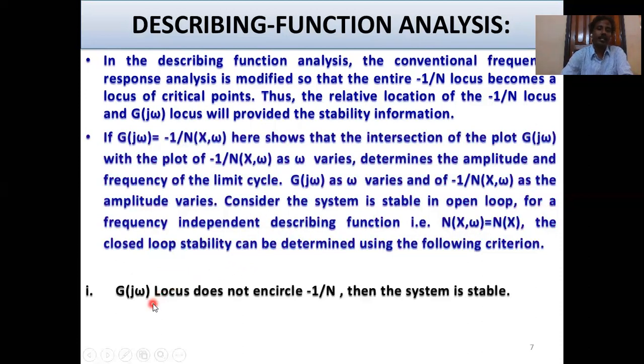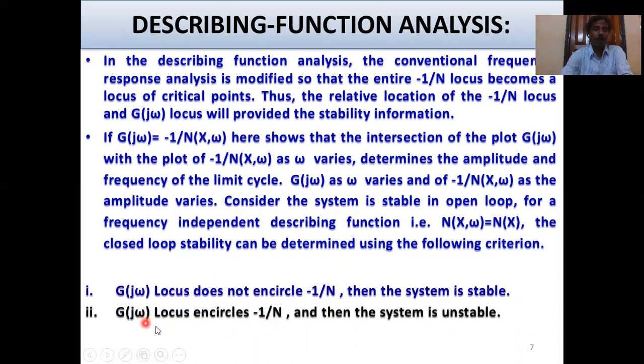What is the criterion? G of j omega, that means the linear part or minimum phase part. If the G of j omega locus does not encircle minus 1 by N, then the system is stable. This is condition number 1 for stable. And the second condition: if the G of j omega locus encircles minus 1 by N, then the system is unstable.